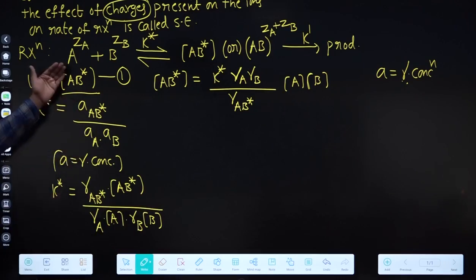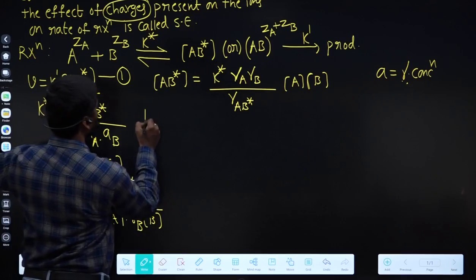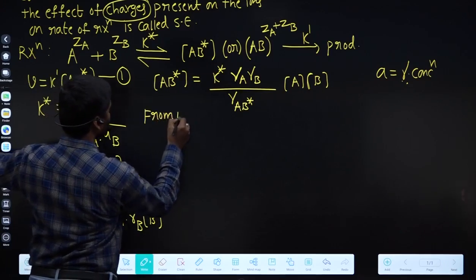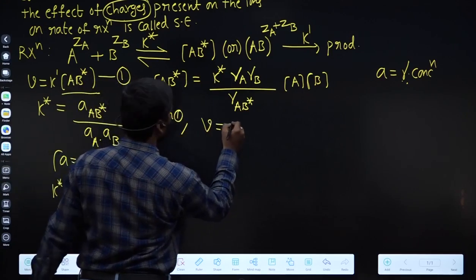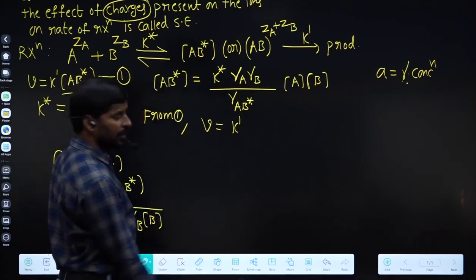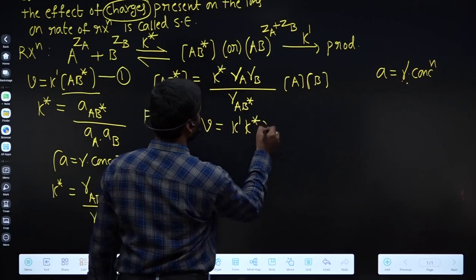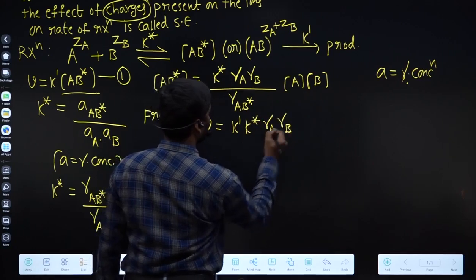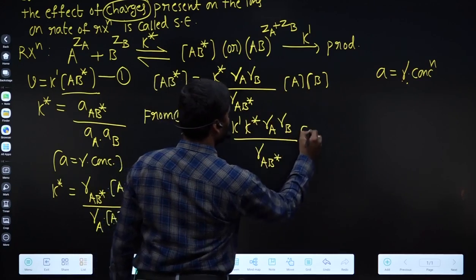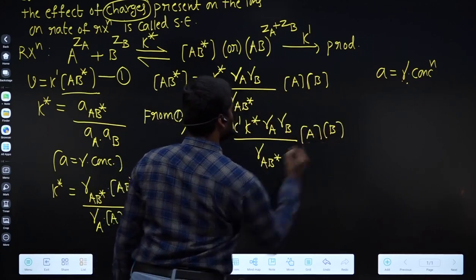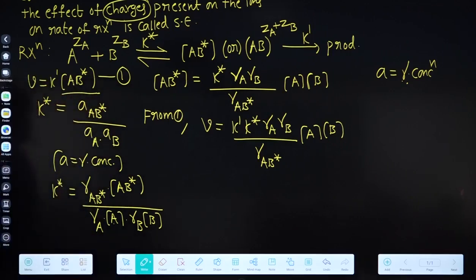And now you may substitute concentration of AB star in equation 1. So from 1 we get V is equal to K dash into concentration of AB star, that is K star into gamma A gamma B by gamma AB star into A into B. I substituted what is AB star.